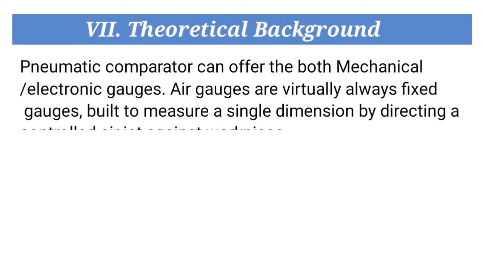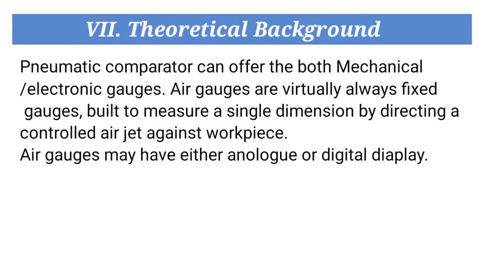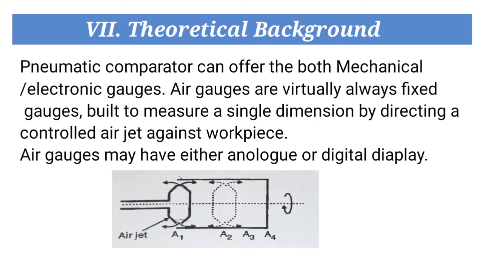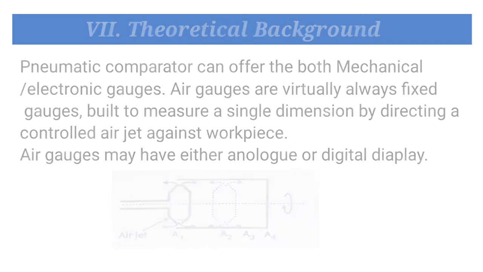Minimum theoretical background. Pneumatic comparator can offer the best of both mechanical and electronic gauges. Air gauges are virtually always fixed gauges, built to measure a single dimension by directing a controlled jet of air against the workpiece. Air gauges may have either analog or digital display.